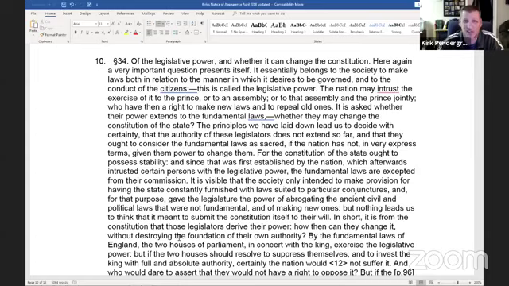This is called the legislative power. That's that whole way society makes laws, both in relation to the manner in which it desires to be governed and to the conduct of the citizens. Okay? And we go by the rule of law in our republic. That's the difference between a democracy and a republic.